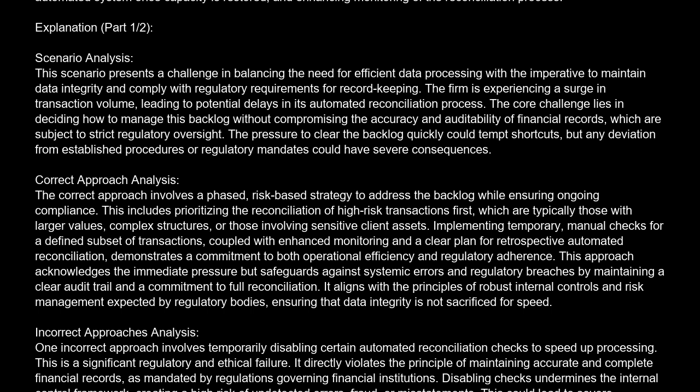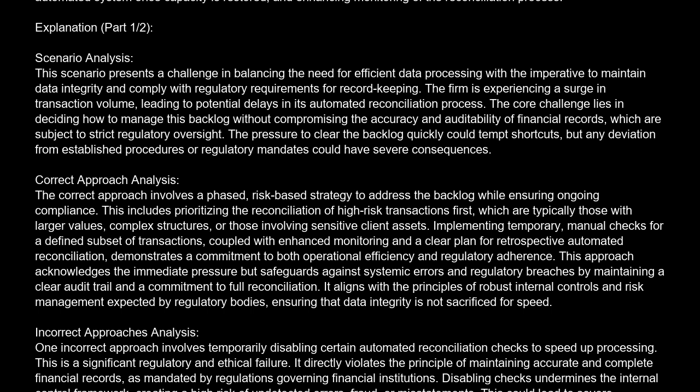Explanation. Scenario analysis. This scenario presents a challenge in balancing the need for efficient data processing with the imperative to maintain data integrity and comply with regulatory requirements for record keeping. The firm is experiencing a surge in transaction volume, leading to potential delays in its automated reconciliation process. The core challenge lies in deciding how to manage this backlog without compromising the accuracy and auditability of financial records, which are subject to strict regulatory oversight. The pressure to clear the backlog quickly could tempt shortcuts, but any deviation from established procedures or regulatory mandates could have severe consequences.